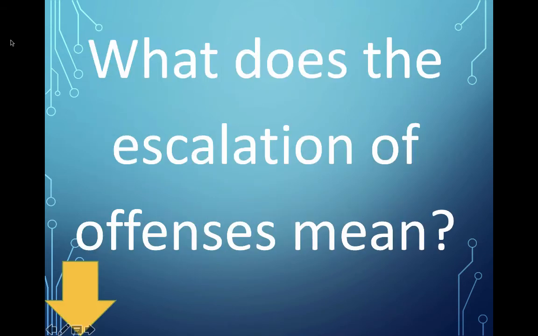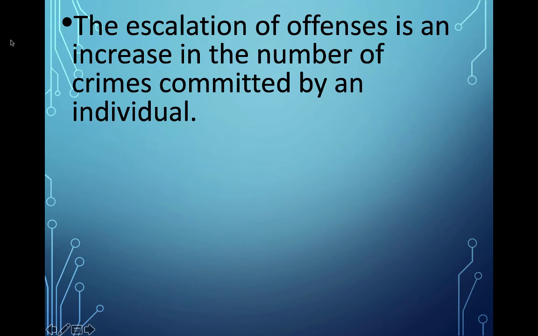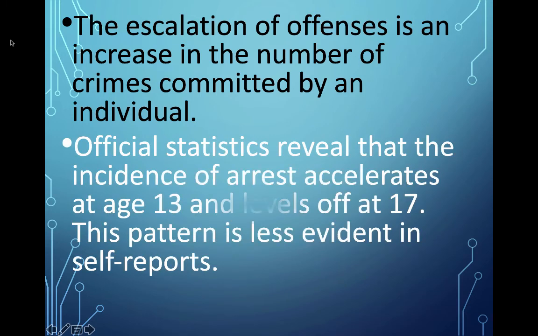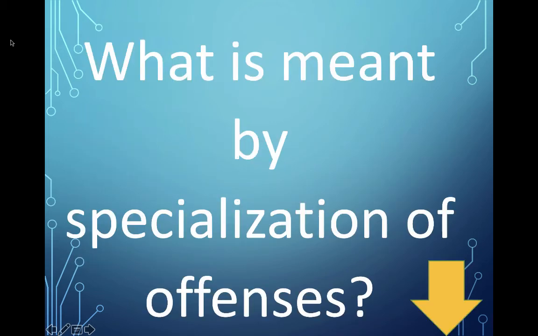So what does the escalation of the offenses mean? The escalation of offenses is an increase in the number of crimes committed by an individual. Official statistics reveal that the incidence of arrest accelerates at age 13 and levels off at age 17. This pattern is less evident in self-reports.